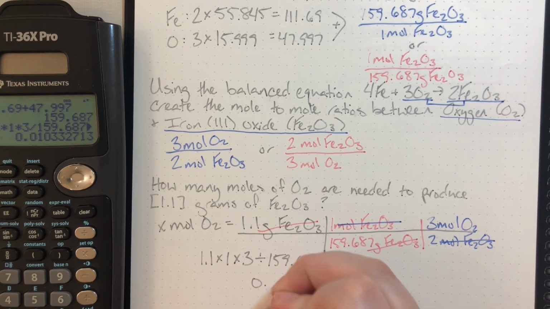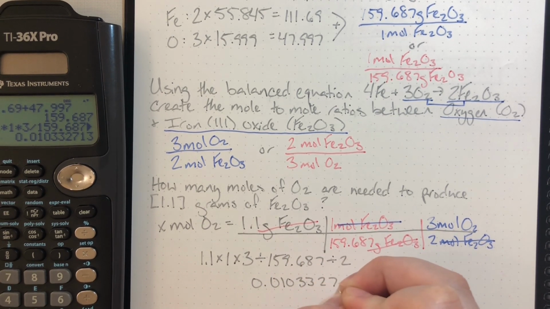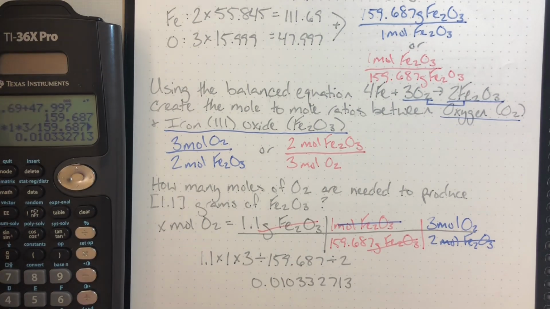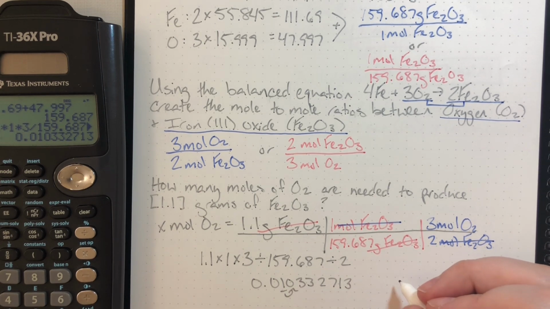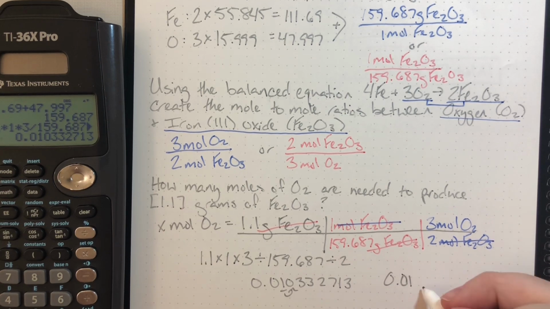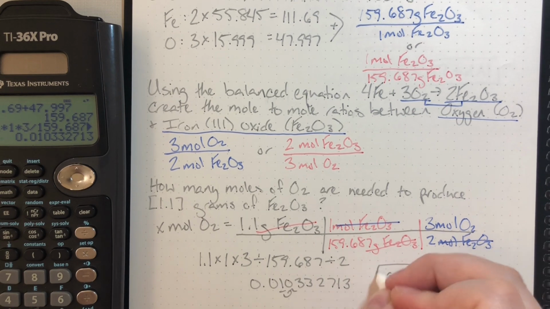That will give me the number 0.010332713. And on blend, I am asking for 2 decimal places, so 1, 2. This one is the last number that I care about. 0 does not make me round up, so my final boxed answer would be 0.01, only English left in my math, moles of oxygen.